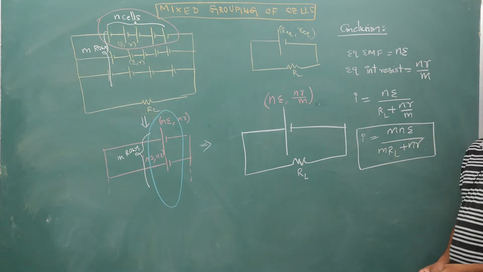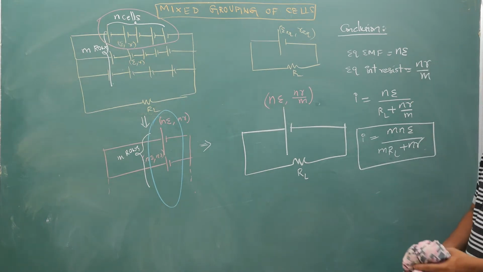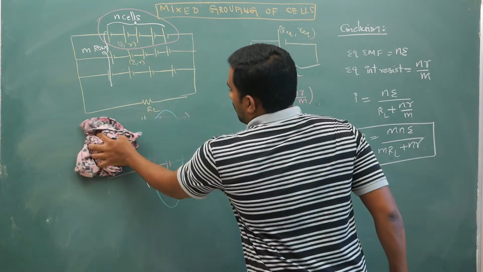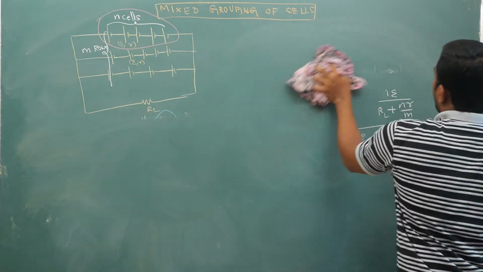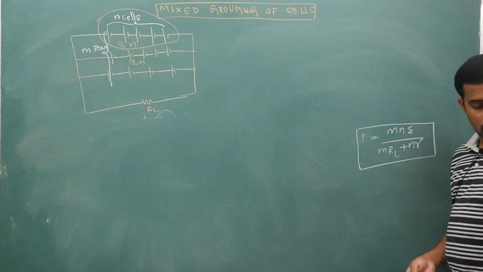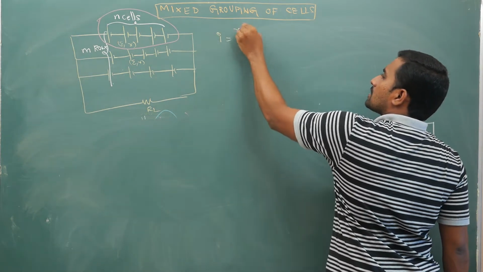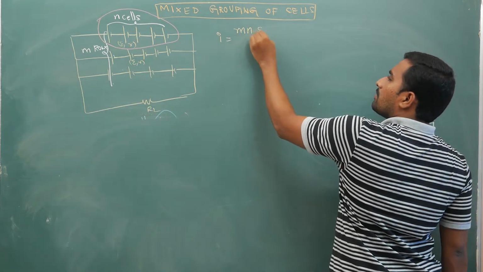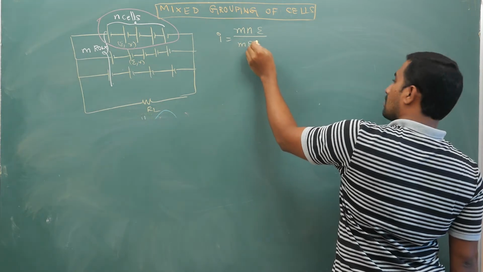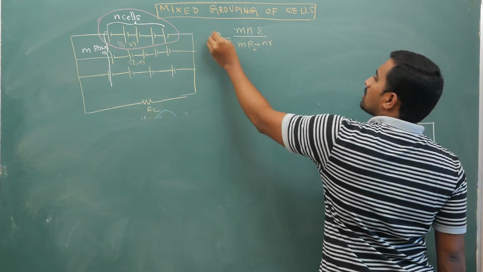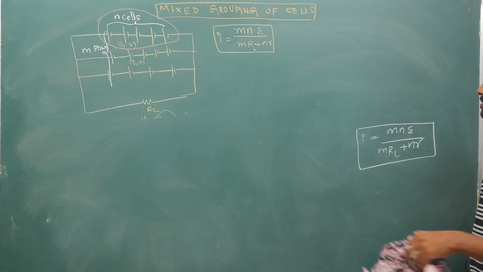Now we are going to utilize these results to get something else. What is that? I will tell you. So I will erase this. Now next is your condition for maximum current. Okay, so what you are going to get is your current value as M into N into E by, okay, M times R load plus N times small r. This is your current value. Okay, right? So now this is your current value.